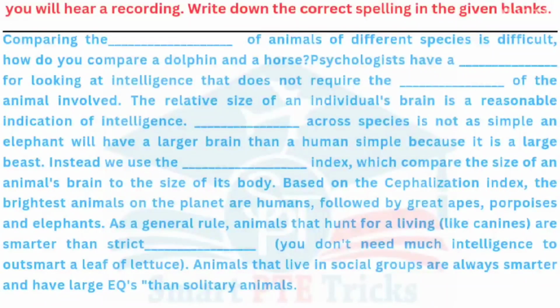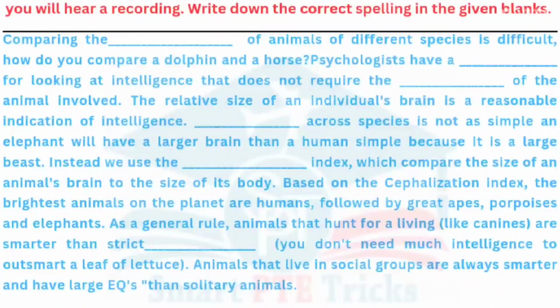Comparing the intelligence of animals of different species is difficult. How do you compare a dolphin and a horse? Psychologists have a technique for looking at intelligence that does not require the cooperation of the animal involved. The relative size of an individual's brain is a reasonable indication of intelligence. Comparing across species is not as simple. An elephant will have a larger brain than a human simply because it is a large beast.